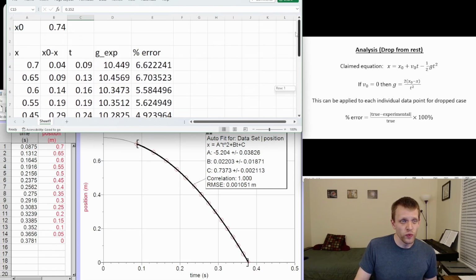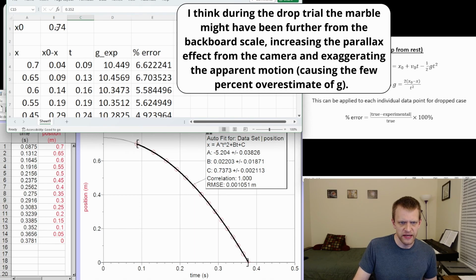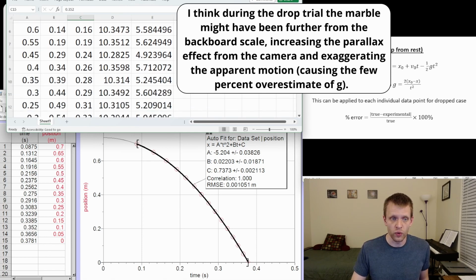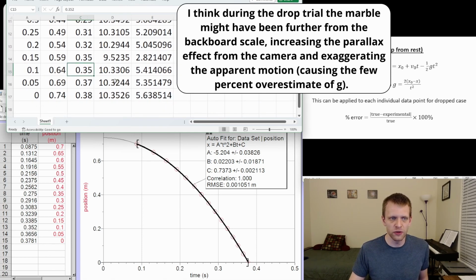So again, we might have actually had a little bit of error with this first point. If I make this a little bit smaller, we might get some better percent error, but let's just go with the numbers that we have right here. Notice that for all of these, when I do my change in position times 2 divided by the time squared, we're getting things that are, again, a little bit higher.